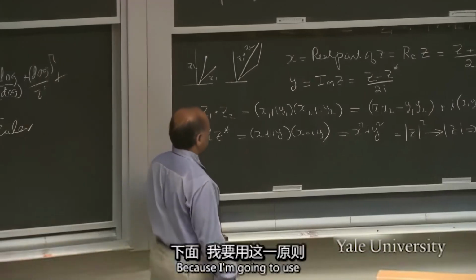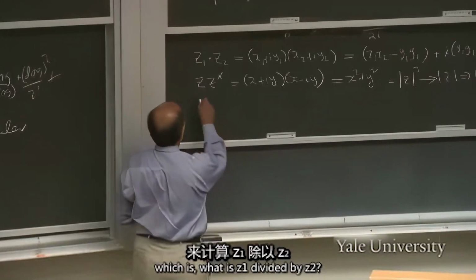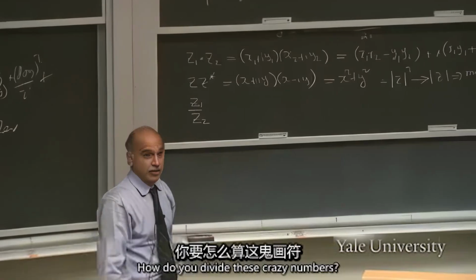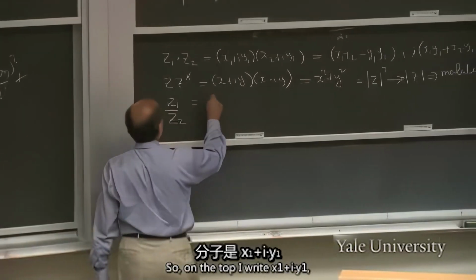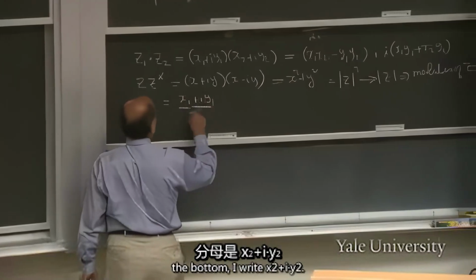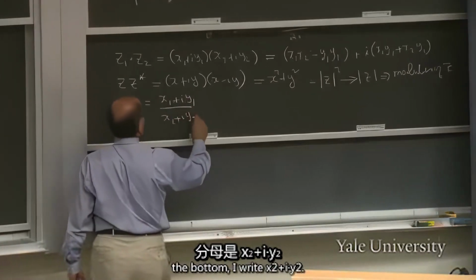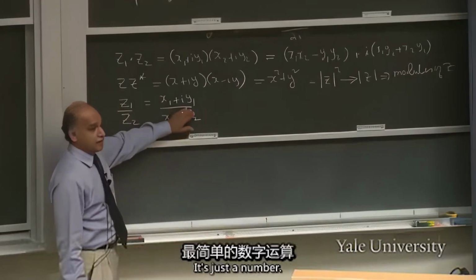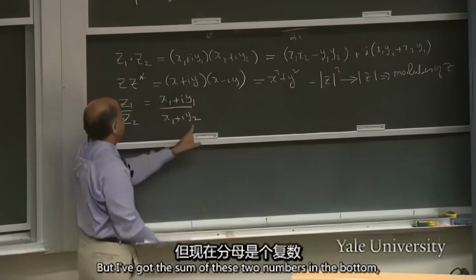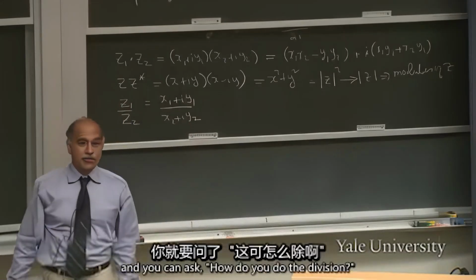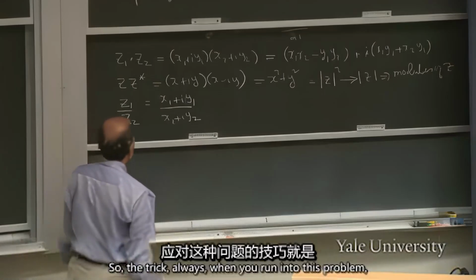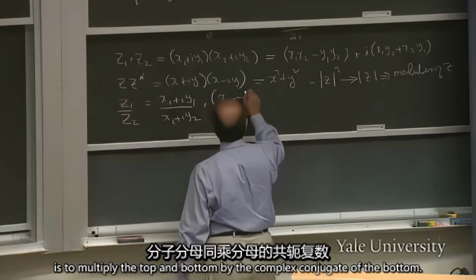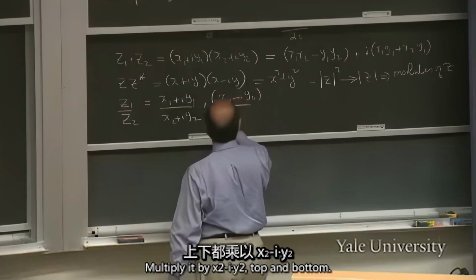Because I'm going to use that now to do the last of the manipulations, which is, what is z1 divided by z2? How do you divide these crazy numbers? So on the top, I write x1 plus iy1. The bottom, I write x2 plus iy2. If I only had x2, I know how to divide. It's just a number. Divide that by x2 and that by x2. But I got the sum of these two numbers in the bottom, and you can ask, how do you do the division? So the trick always, when you run into this problem, is to multiply the top and bottom by the complex conjugate of the bottom. Multiply by x2 minus iy2, top and bottom.